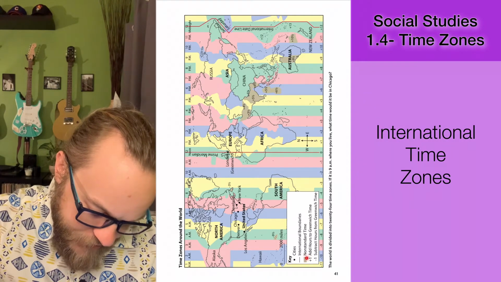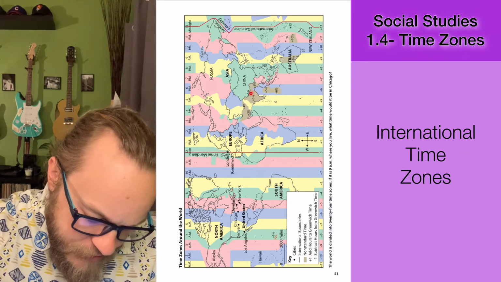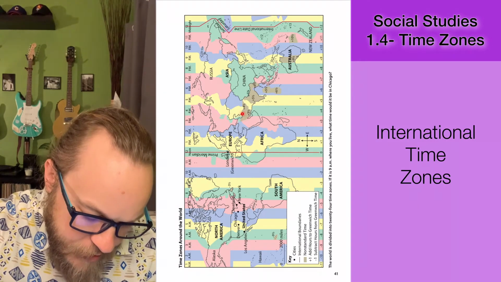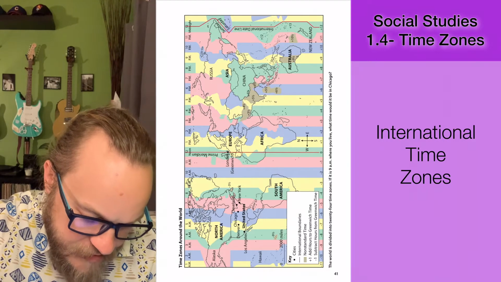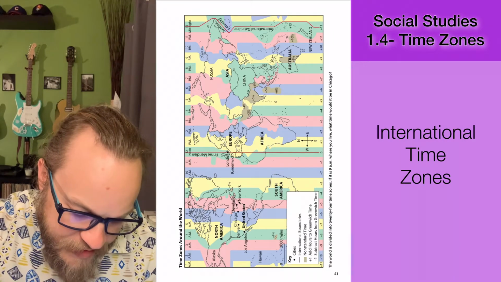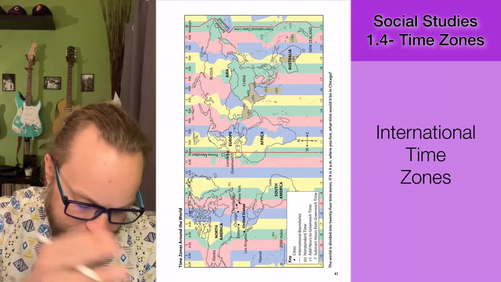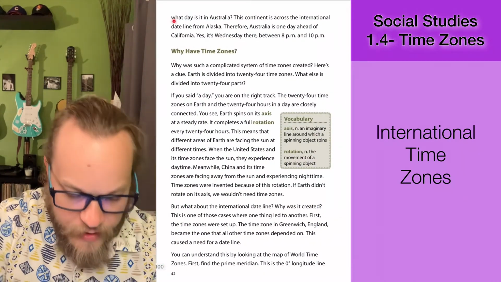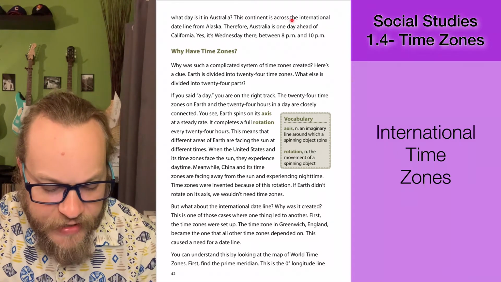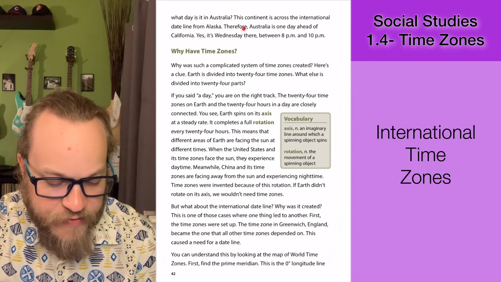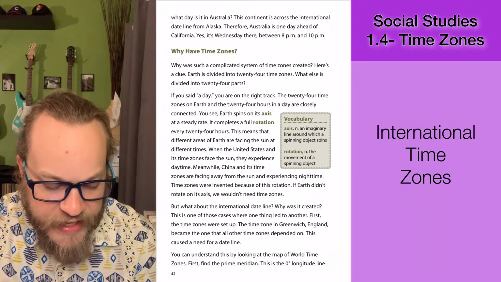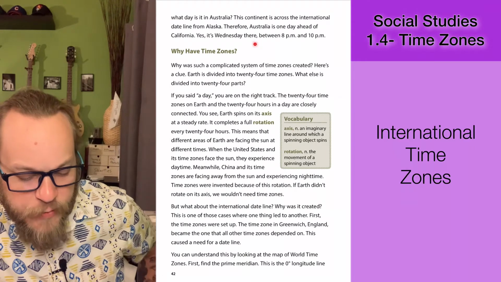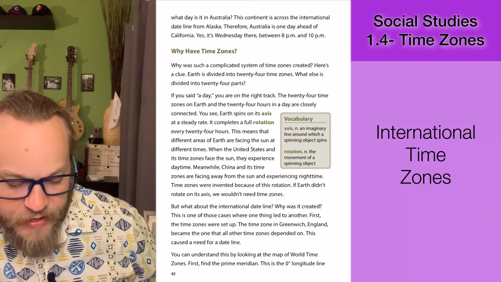We have a few non-standard times located here in India, Sri Lanka, Bangladesh, parts of Iraq and Afghanistan, and parts of Australia that are not standard. They move in half hour increments instead of full hour. Okay? Well, what day would it be in Australia? The continent is across the international dateline from Alaska, therefore Australia is 1 day ahead of California. So if you started on Tuesday in California, it would be Wednesday between 8 and 10 p.m., depending on what part of Australia.